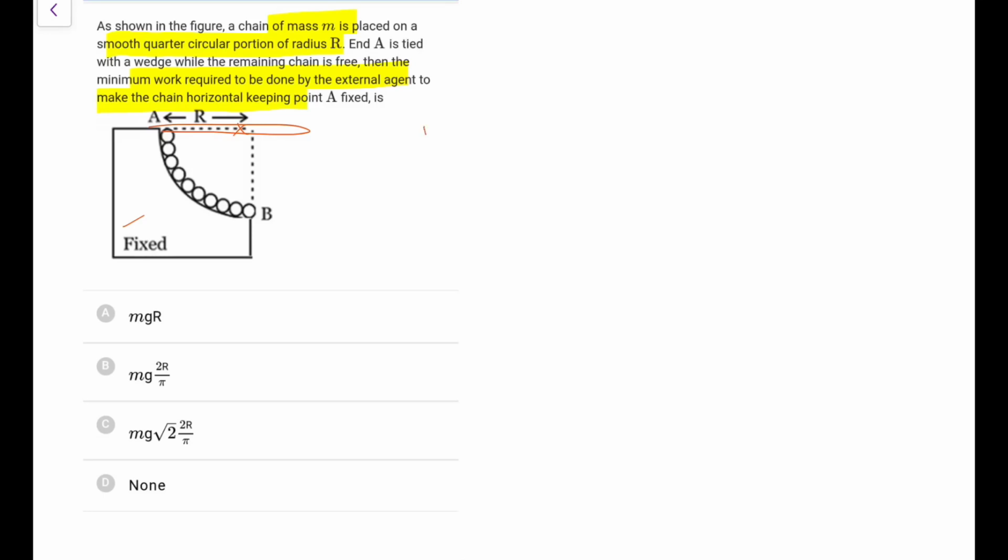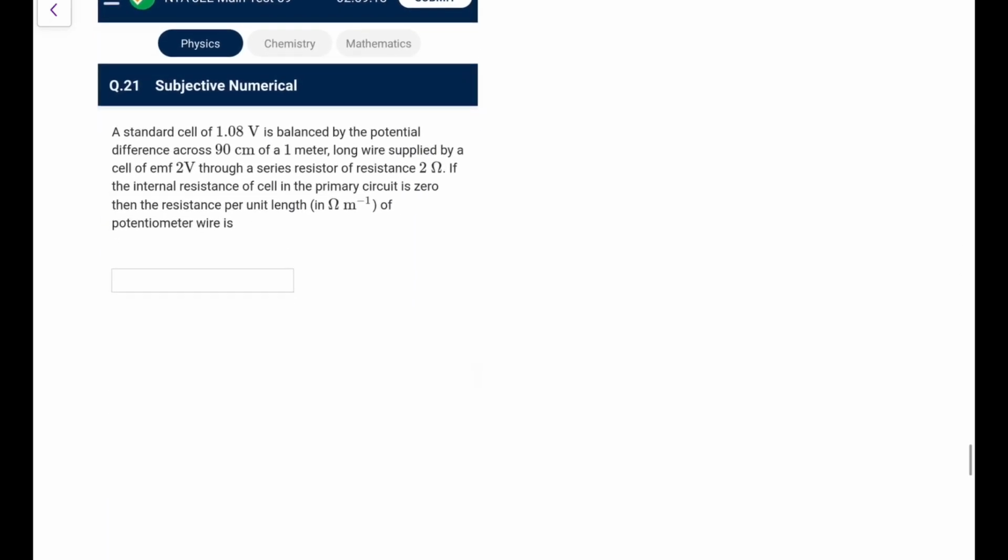So from the analogy I can say the semicircular ring or the quarter ring, both will have the same height of the CM, and that height or the y coordinate you must have remembered by now because many questions have come. This is 2r by pi. That means the CM shifts by 2r by pi. So work done is mgh, so m into 2r by pi into g. So what option we have? This is option B. So we can go for this. Okay, so it is again a good question.